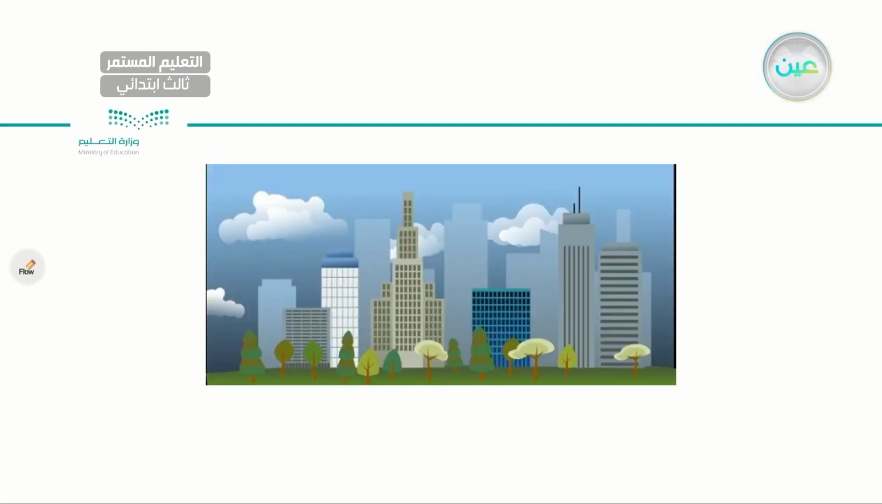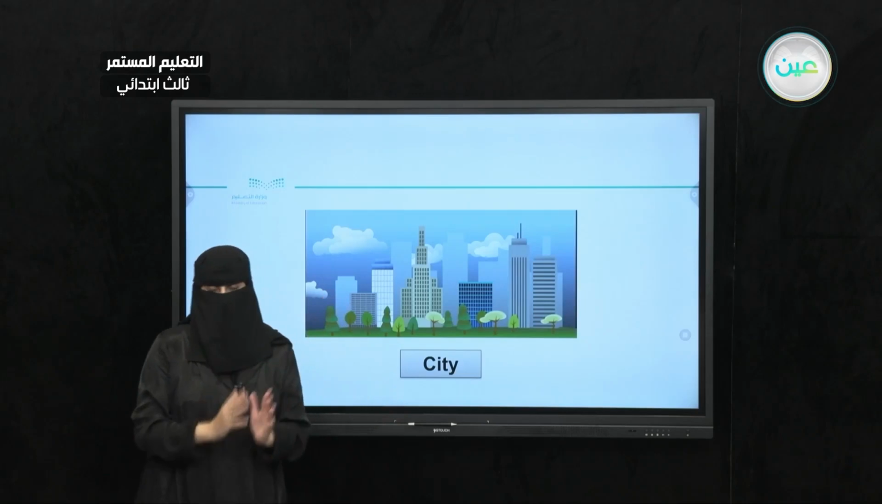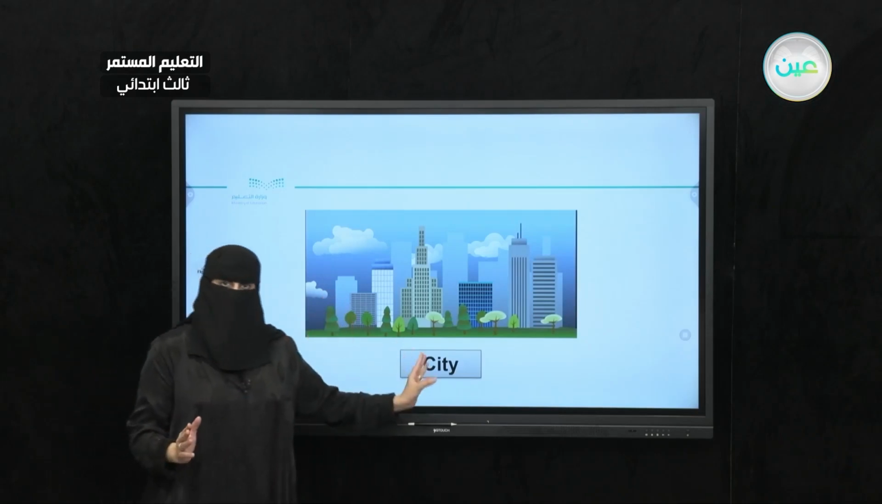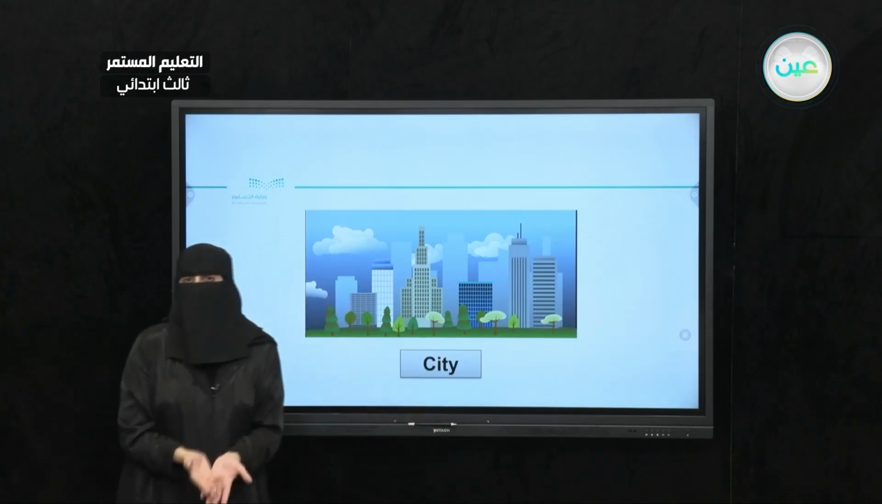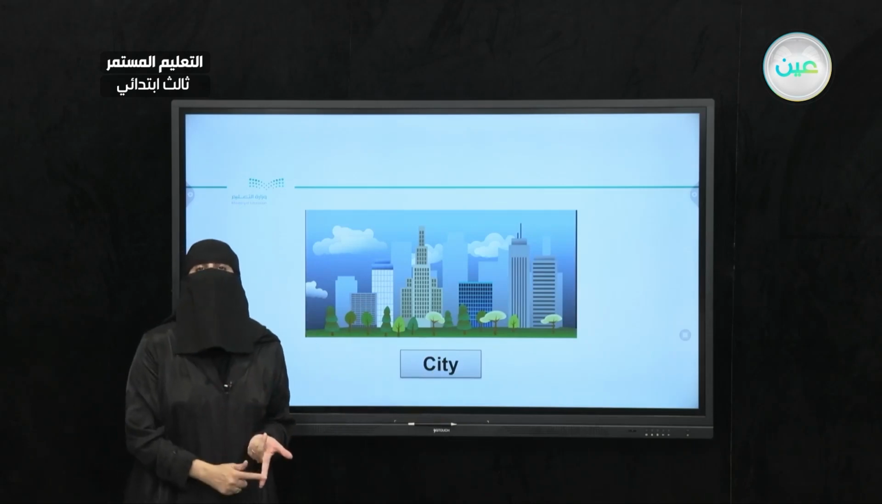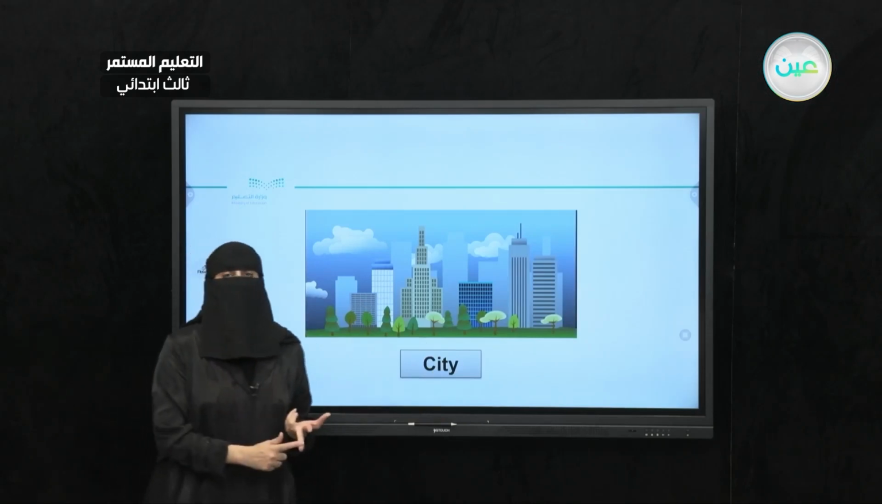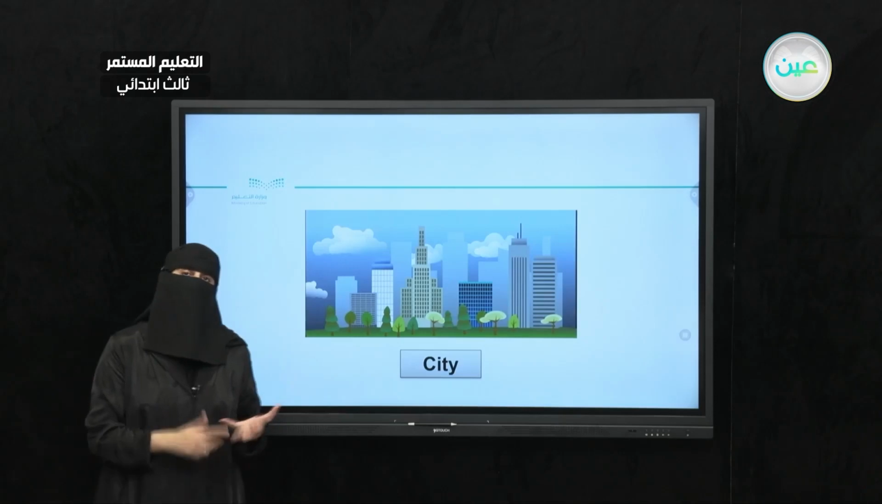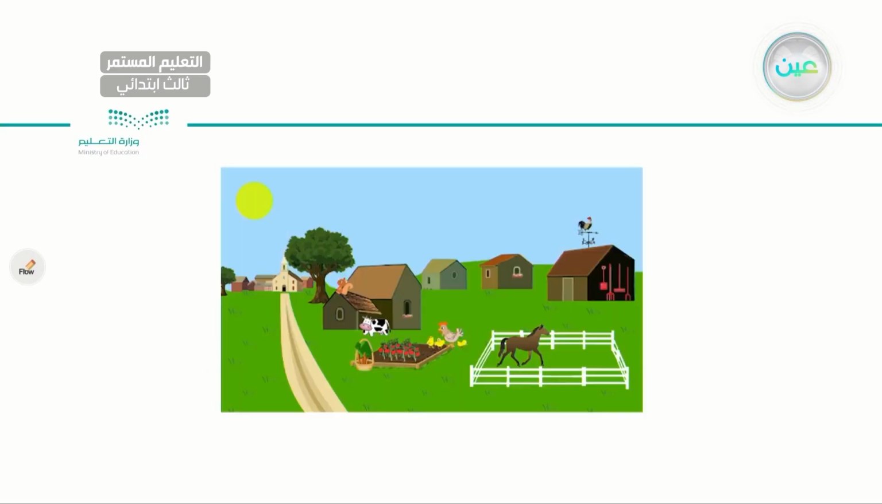For example, as you can see in this picture, I have buildings. Actually, I have tall buildings. Why? What is this place? We call it a city. But does everyone live in cities? The answer is no. Some people do live in cities. For example, in Saudi Arabia, Riyadh is a city, Jeddah is a city, Dammam is a city. Now you get the meaning.